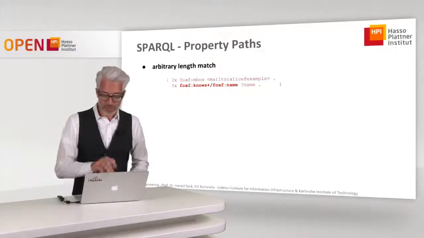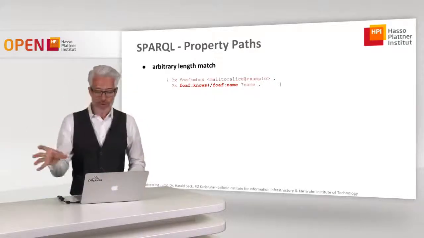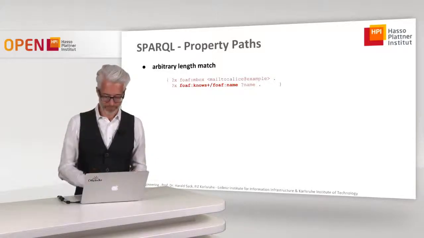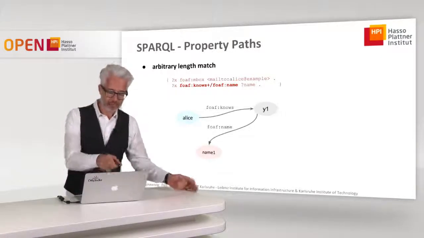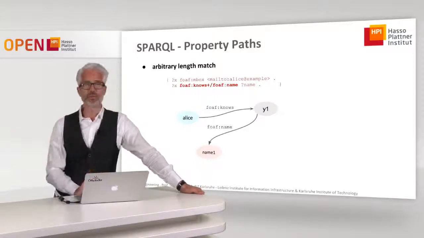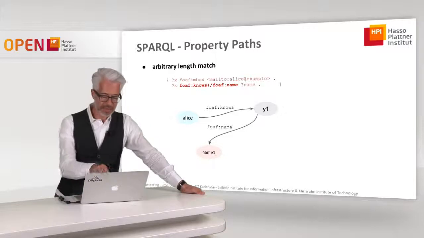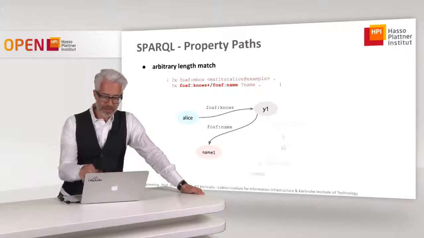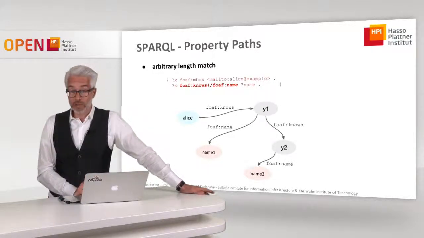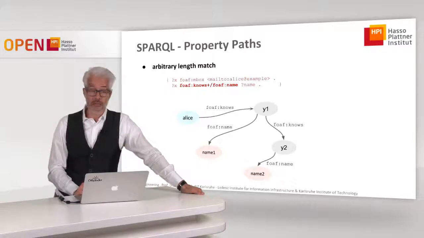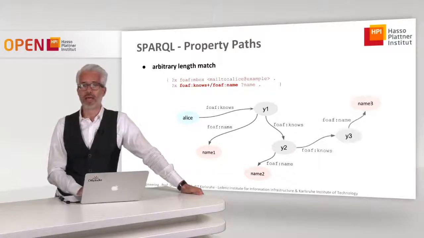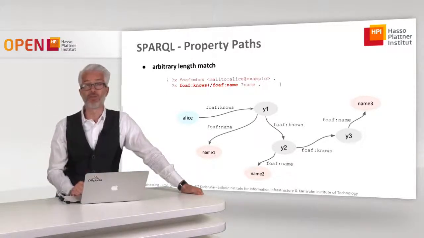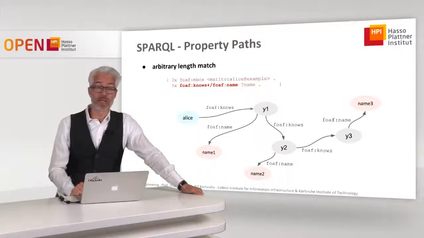And then, of course, the result would be all which is then in the transitive closure of exactly that property. So if we look at that, Alice, for example, knows here somebody who is called Y1. And this would be then the name 1 of Y1. And then, of course, also all the people who are known by Y1 are looked at, which would be then Y2 and name 2. And of course also Y3 and the name of Y3, and so on until this chain somewhere stops. So these are arbitrary length matches.